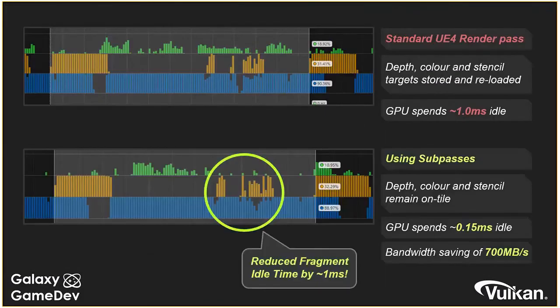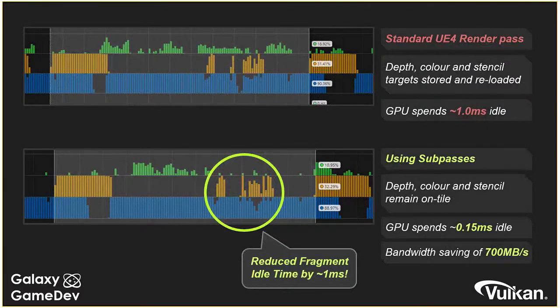If we look at the traces showing the difference, this top trace is just using the standard Unreal Engine 4 render pass, and over the course of an entire frame, and again these tiles are being written out progressively, we end up spending an extra millisecond idle throughout the entire frame when we're writing back through various subpasses, and this is just from writing back the color depth and normal information on a per pass basis, and then naturally reading it back in later on. Using subpasses, we don't need to do that write back, and our idle time goes down to 0.15 milliseconds, which is a pretty nice reduction.